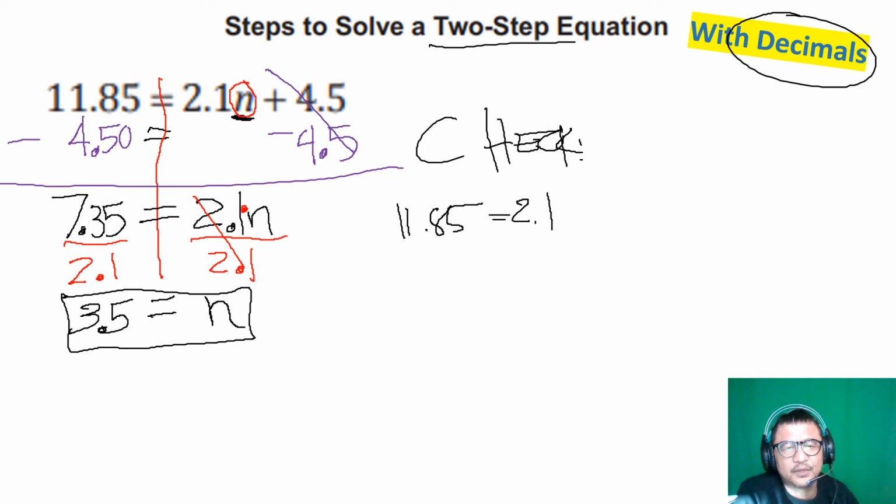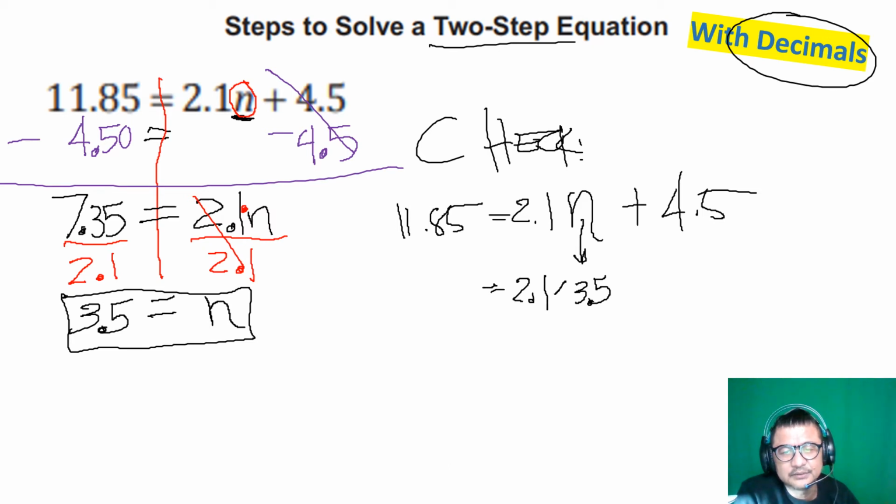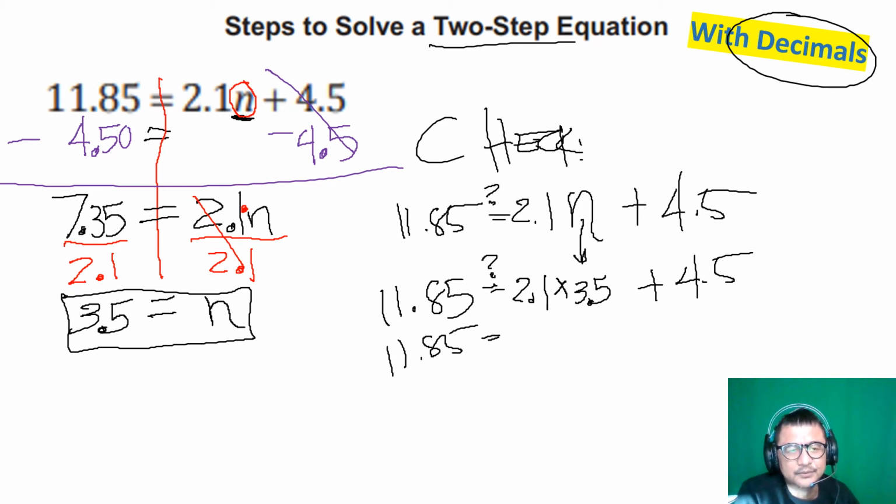11.85 equals 2.1n plus 4.5. Since I already know n, I will write 3.5 times 2.1, and then I add my 4.5. I want to know if the left side is equal to the right side. Put a question mark, you're not yet sure. So 11.85, is it equal to, if I multiply 3.5 times 2.1, I will get 7.35. 7.35, add the 4.5. Question mark because you're not sure if the right side is equal to the left side.